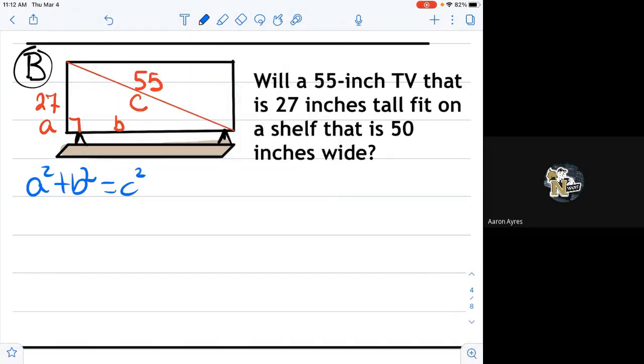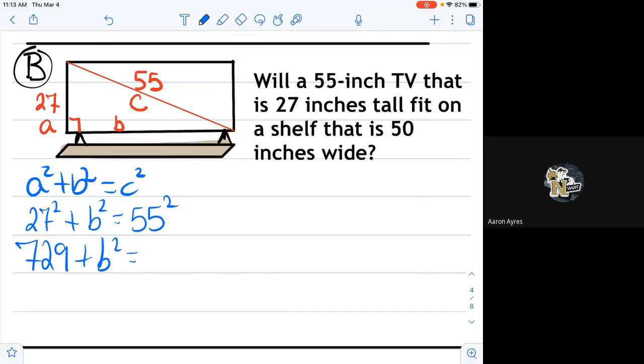So I have 27 squared plus B squared equals 55 squared. I need some help here. Is 27 squared 729? Okay. 729. And I have no idea what 55 squared is. Any help? 3,025. Okay.